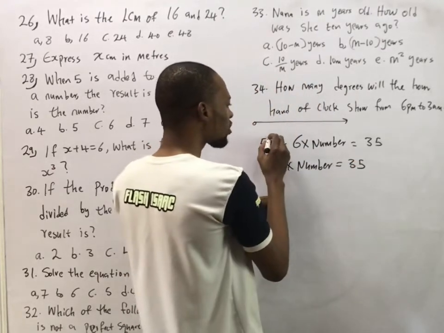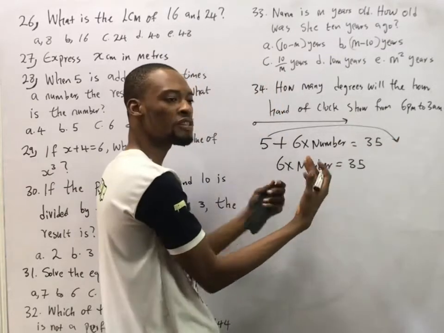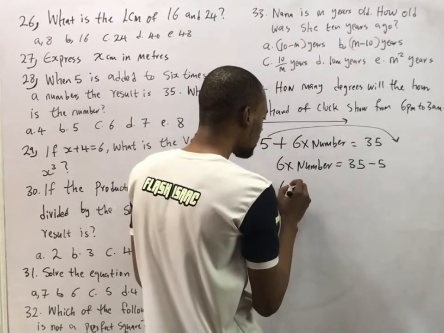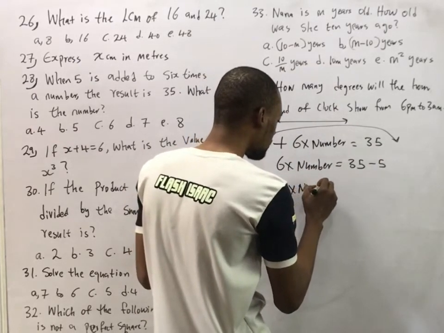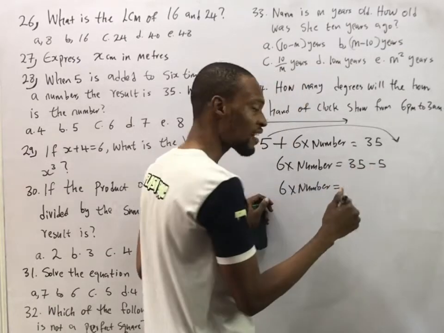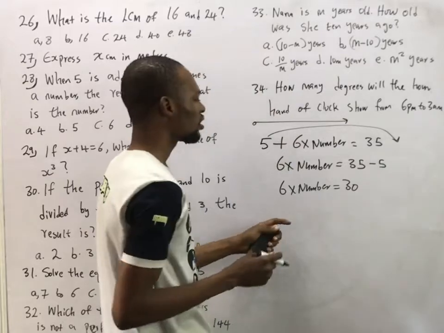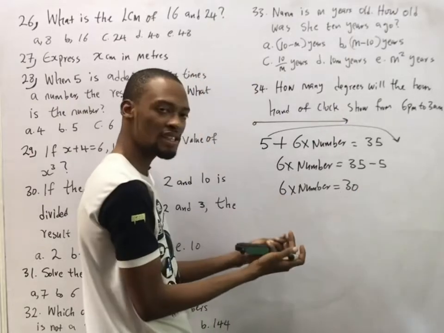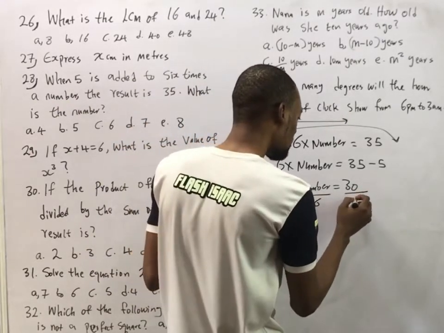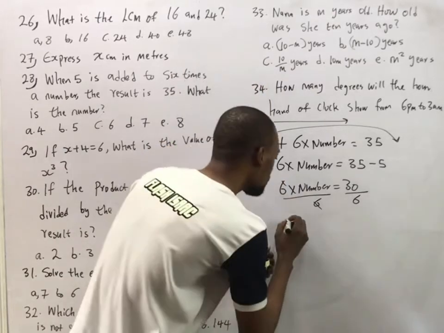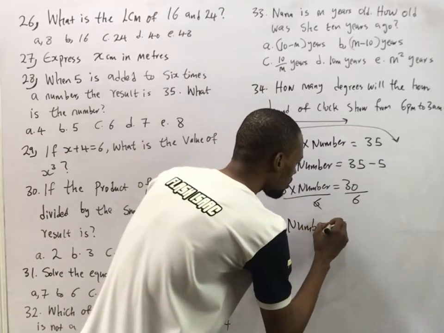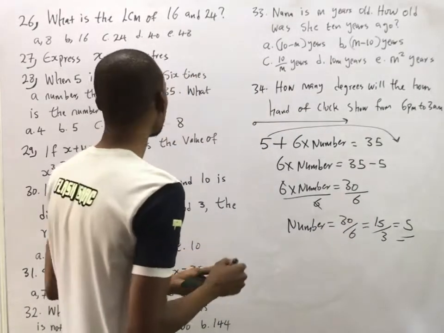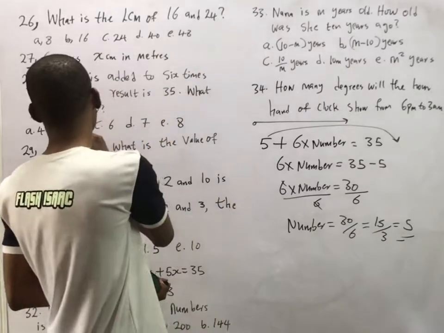This 5 is positive here. It crosses to meet this guy. So by crossing, it becomes negative. So here becomes minus 5. 6 times the number is equal to 35 minus 5, which is 30. Now, we are looking for the number, not 6 times the number. So to get only the number, we divide both sides by 6. Dividing here by 6 and dividing here by 6, 6 cancels 6. So the number is equal to 30 divided by 6. So 30 divided by 6 is 5. So the number is 5, and that is option B.